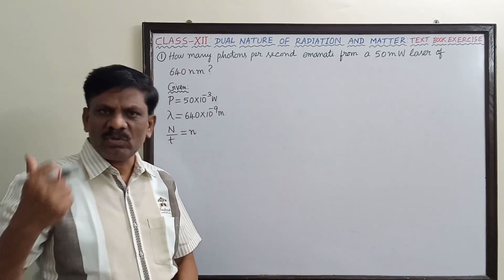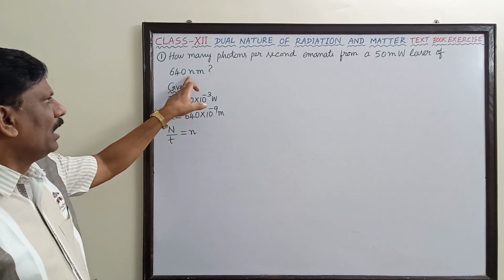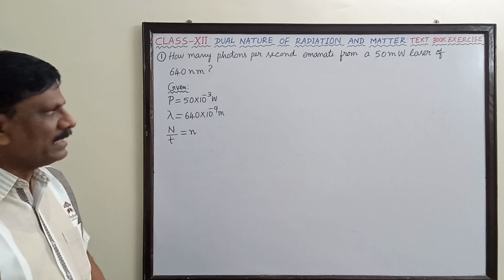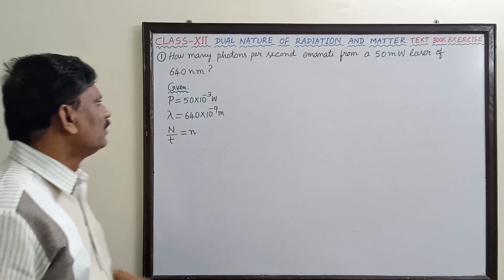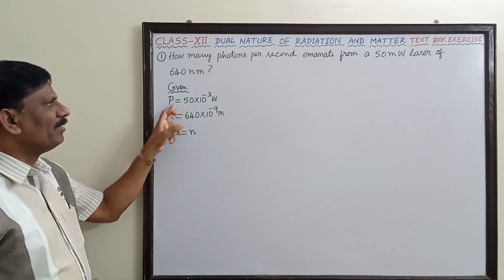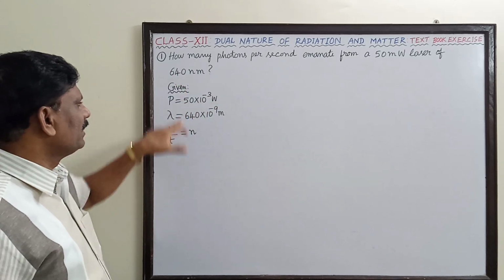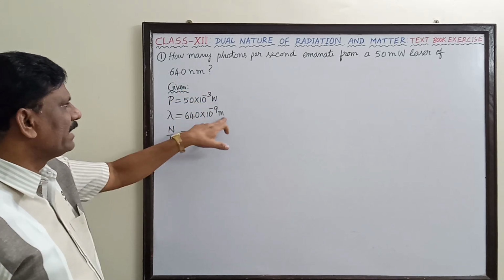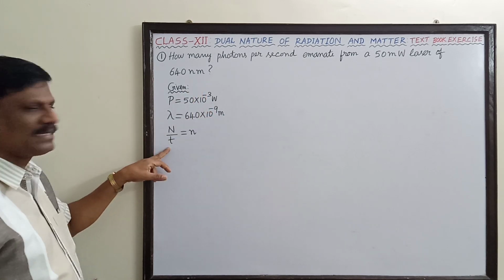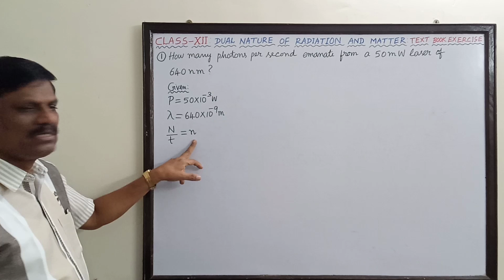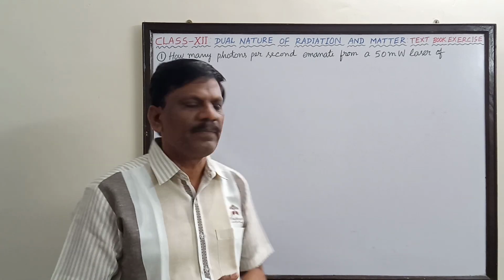So from a laser source, some photons are coming. Their wavelength is 640 nanometer. So how many number of photons will come out? The given quantities I have rewritten. Power is equal to 50 milliwatts, that is 50 into 10 power minus 3 watt, and lambda is 640 into 10 power minus 9 meter for nanometer, and the total number of photons emitted per second, n by t, is also equal to small n. This small n value only we have to find out.